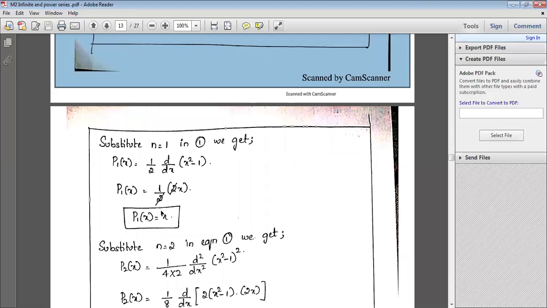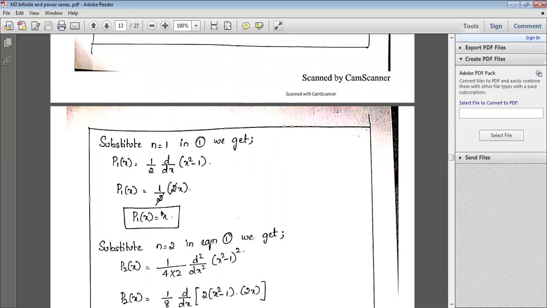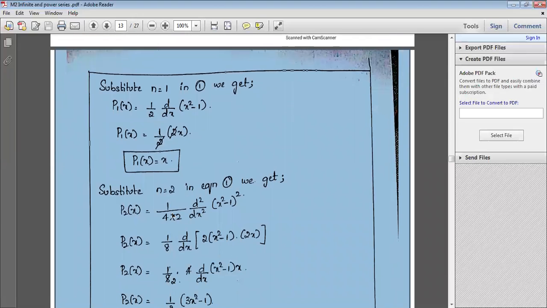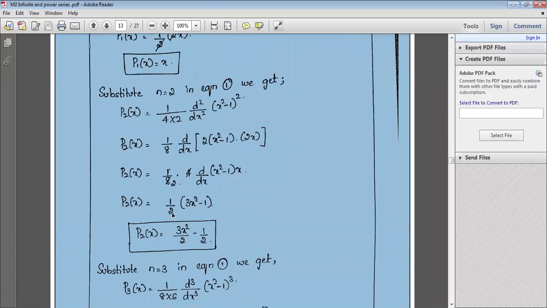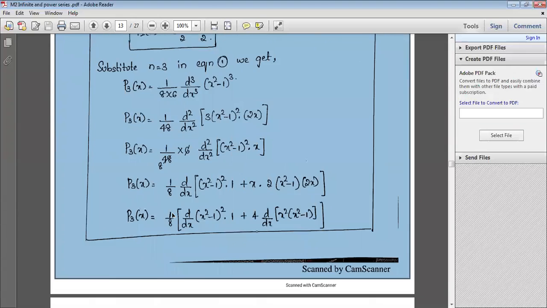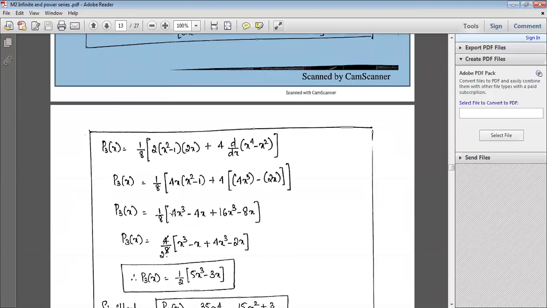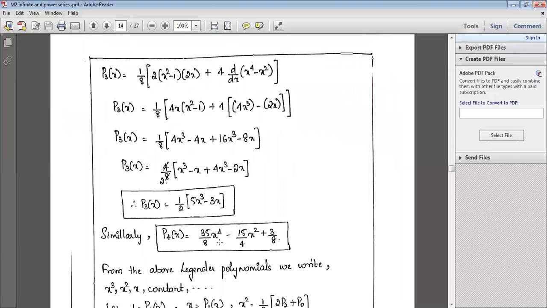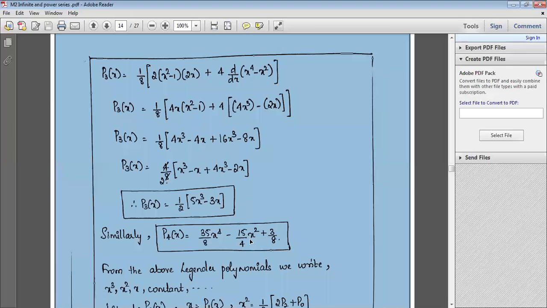So same formula, equation 1, it is very easy. These are all the formulas you should remember. P1 of x is x. Rodrigues' formula, similarly put 2, you will get P2 of x equal to 3x square minus 1 by 2. Then n is equal to 3. These are the formulas you should remember. P3 of x is 5x cube minus 3x by 2, P4 of x is nothing but 35 by 8 x power 4 minus 15 by 4 x square plus 3 by 8.